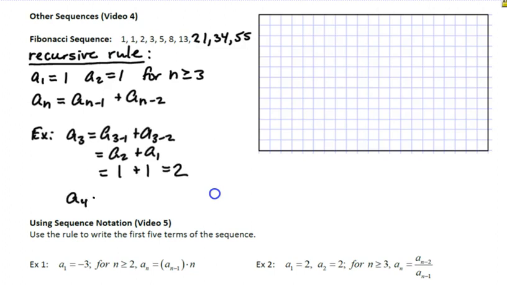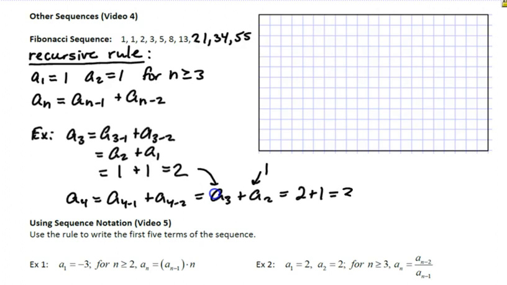Now to do a sub 4, it would be a sub 4 minus 1 plus a sub 4 minus 2, which would be a sub 3 plus a sub 2. So a sub 3 is this number, a sub 2 is 1, so it'd be 2 plus 1 equals 3. So that's how the notation works.